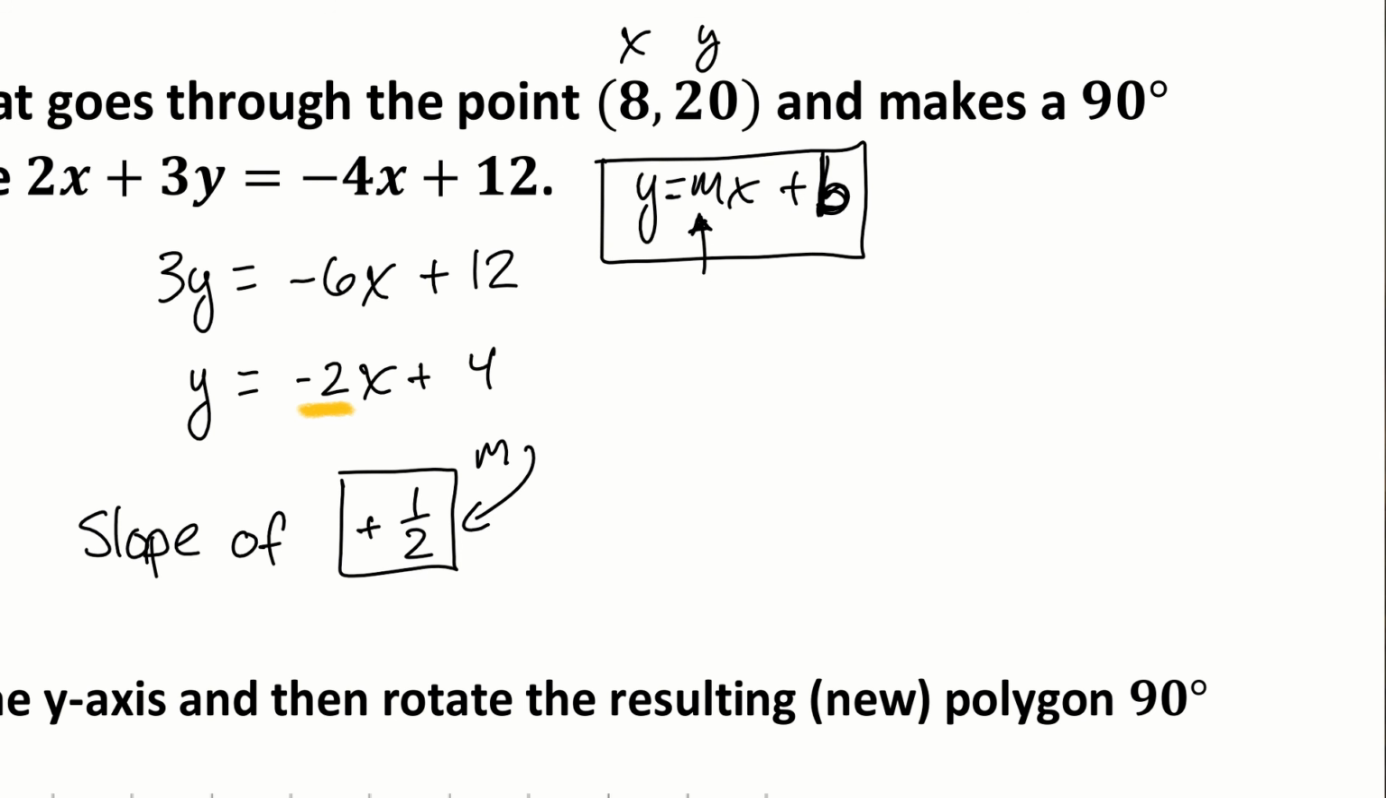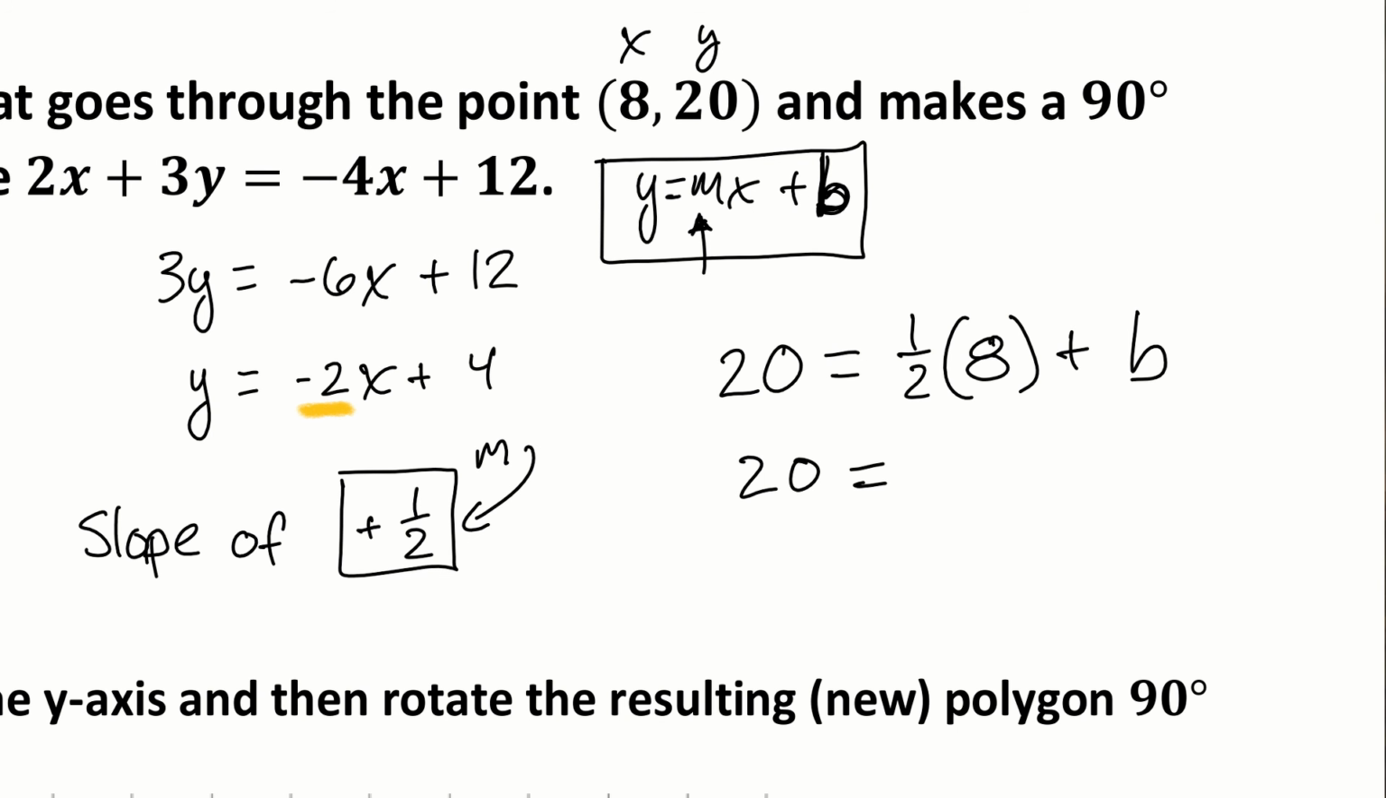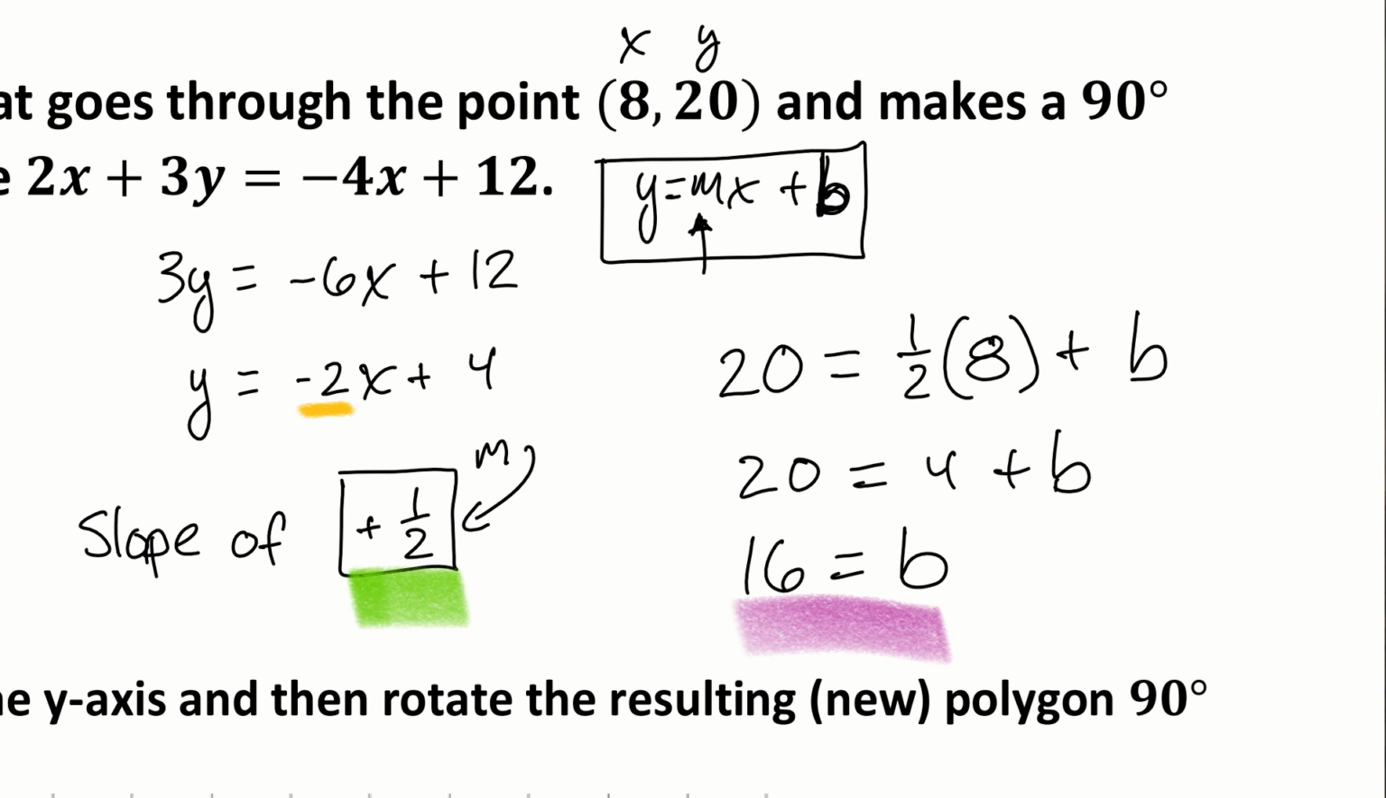So I'm going to write y. Y is the number 20. I read that from my point that I'm trying to hit. y = m, positive 1/2, times x, which is 8, and then plus b. Fabulous. 1/2 of 8 is 4, so this is 20 = 4 + b. And if I subtract 4 from each side, I get that 16 is exactly what b is. So now I know two things. I know my slope parameter that I'm going to use is 1/2, and I also know that my y-intercept parameter is 16. So I can write the equation of the line.